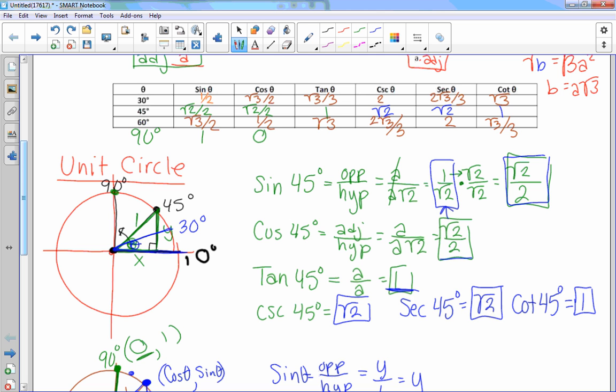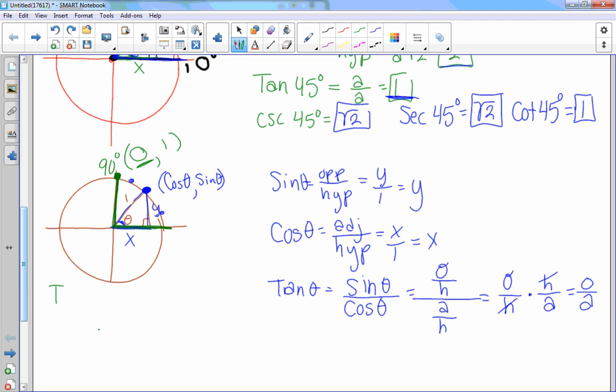1 divided by 0. Oh. Tangent of 90 degrees, 1 divided by 0. Thou shalt not divide by 0. Why? It's not unidentified, it's undefined. Look at this line at 90 degrees. It's vertical.